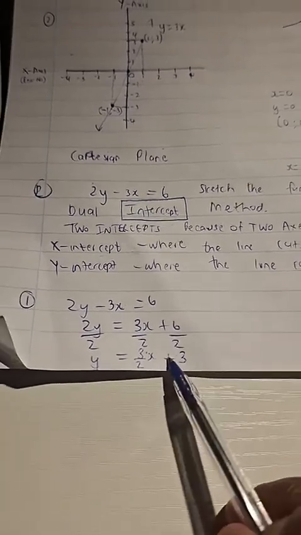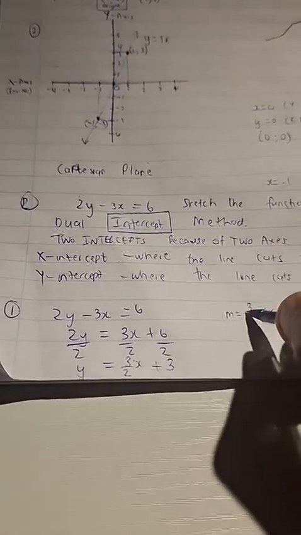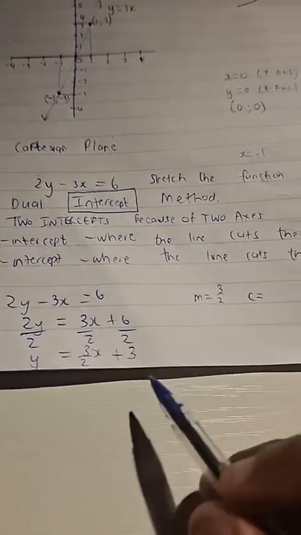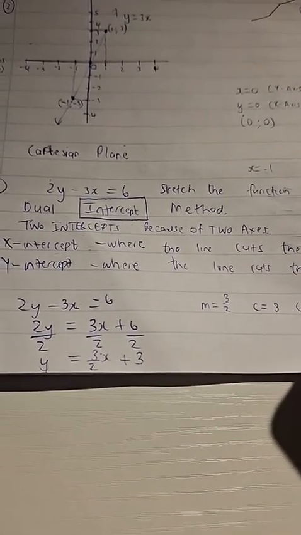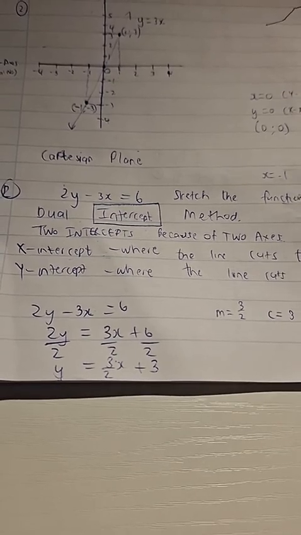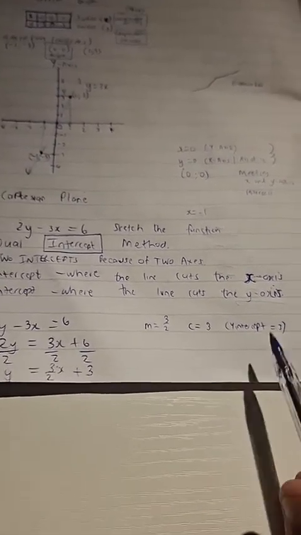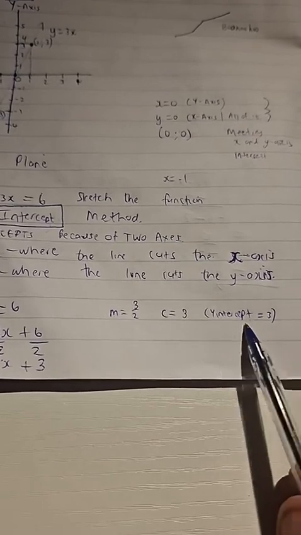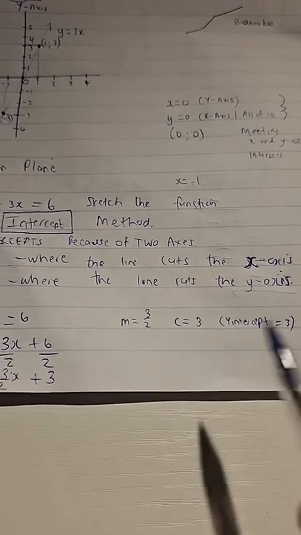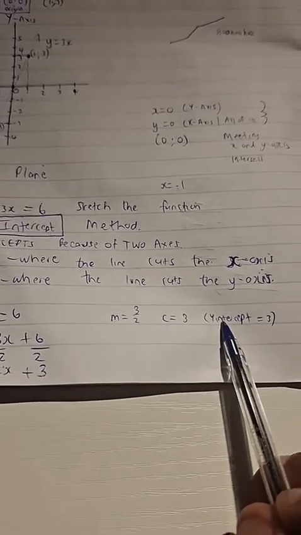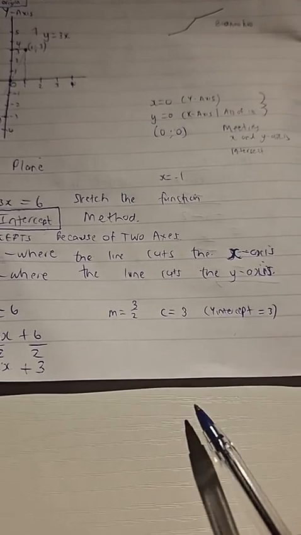And guys, do you see what you can tell me immediately here? m is equal to, in other words, the gradient is 3 over 2. My c value is 3, which means that my y-intercept is going to be equal to 3. Very, very important. When the graph cuts the y-axis, it's going to cut it where y is 3. That's where the graph is going to cut the y-axis.